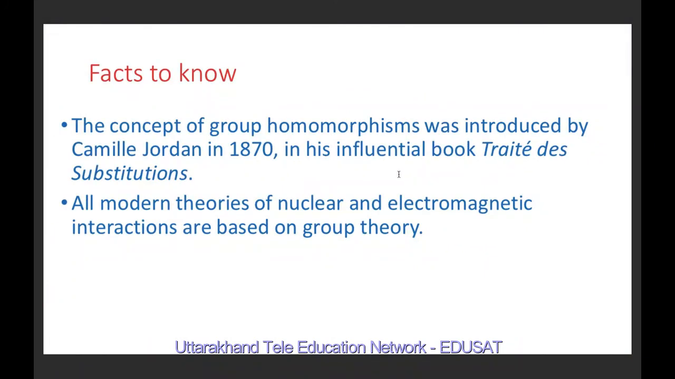The concept of group homomorphism was introduced by Camille Jordan in 1870 in his influential book Traité des substitutions. All modern theories of nuclear and electromagnetic interactions are based on group theory.